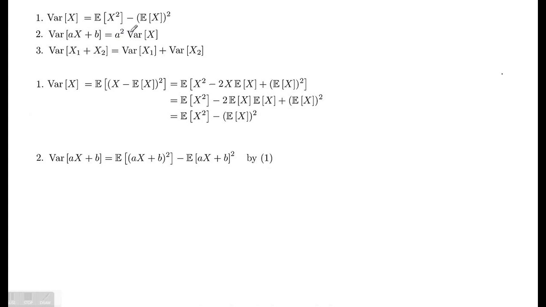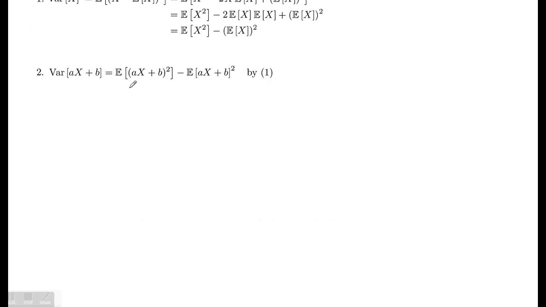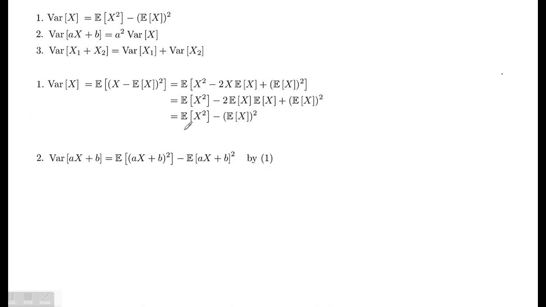The next step, we're going to prove that the variance of a times x plus b equals a squared times the variance of x. What we do here is plug into the first thing we proved, ax plus b. So we get the expected value of (ax plus b) squared, minus the expected value of a times x plus b, squared, where for x we plugged in ax plus b.